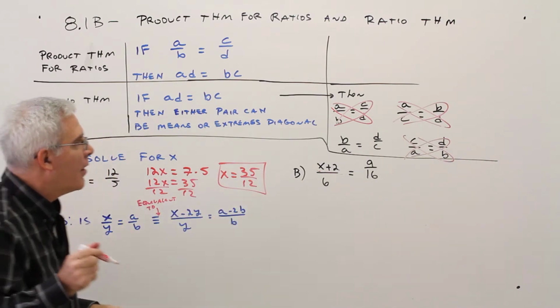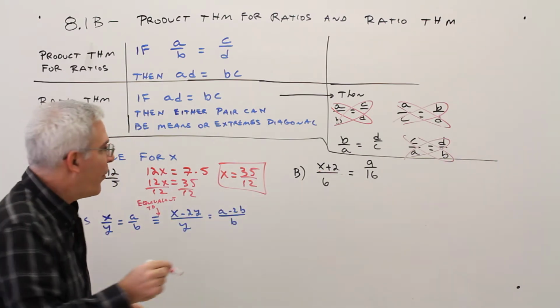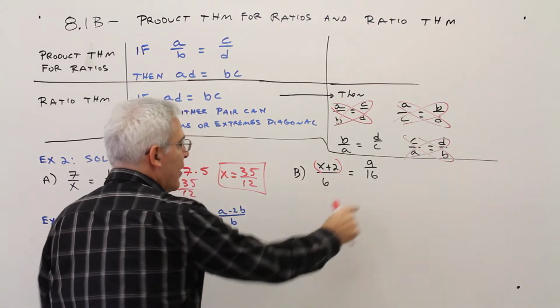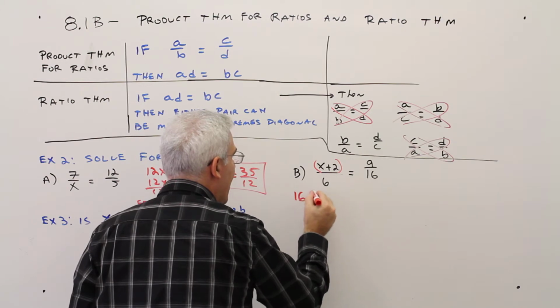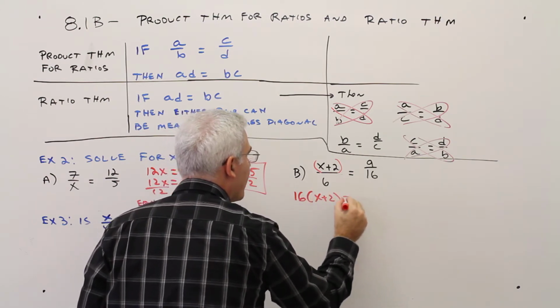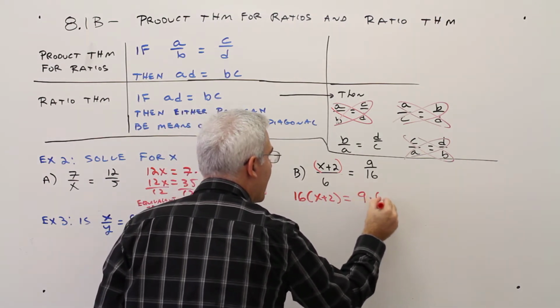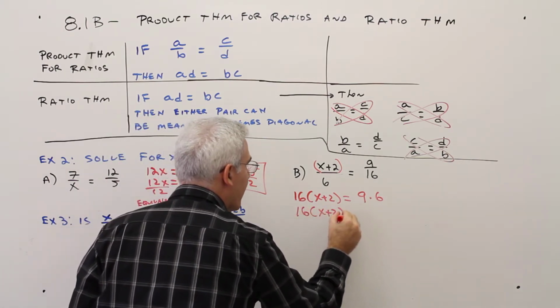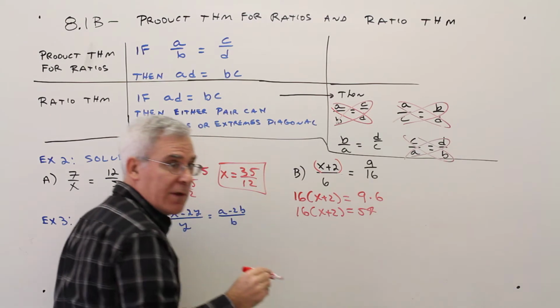And let's agree to leave our answers in exact, simplified form unless otherwise specified. Okay, over here, same thing, I'm going to cross multiply. Well, let's just be careful that we distribute properly. So now I'll have 16 times x plus 2 equals 9 times 6. 16 times x plus 2 equals 54.